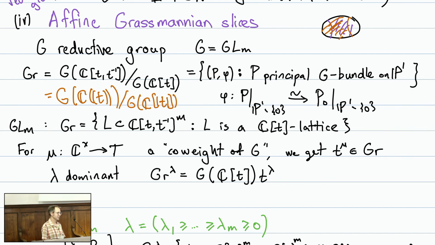It's an ind-projective variety. So it has an increasing filtration by projective varieties. Oh, no, yeah, over Spec C, yeah. The lattices are rank M, yeah. Sorry, by lattice, what I mean is I take a basis of this thing over this ring, and I take its span over this ring.